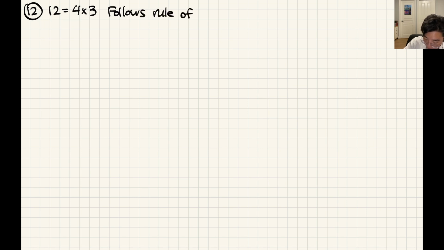Okay, speaking of fun, 12 is actually pretty easy. 12 can be expressed, actually, should I say, as 4 times 3. Which means that it follows the rule of 4 and 3. So if a number is divisible by 12, you must first add up all the digits, and the sum is divisible by 3, and the last 2 digits is divisible by 4.